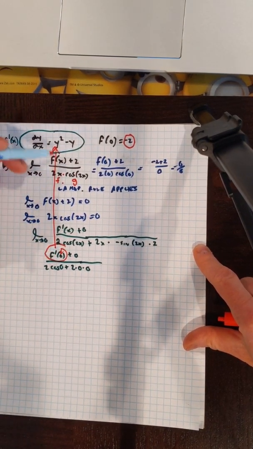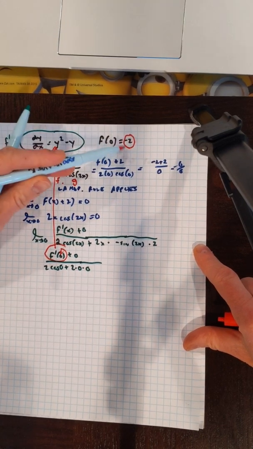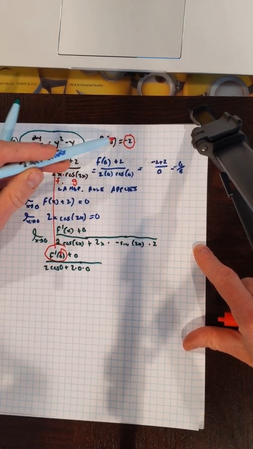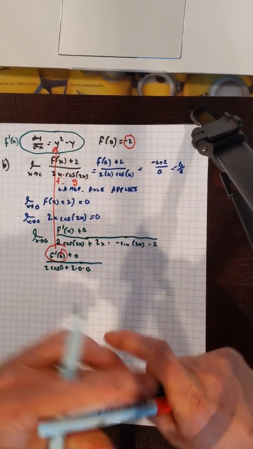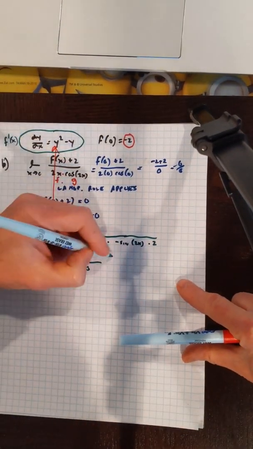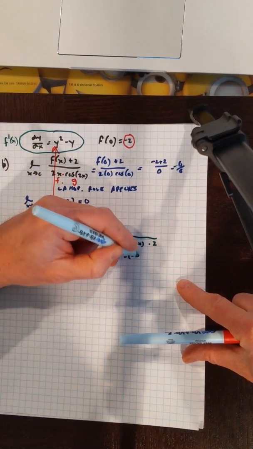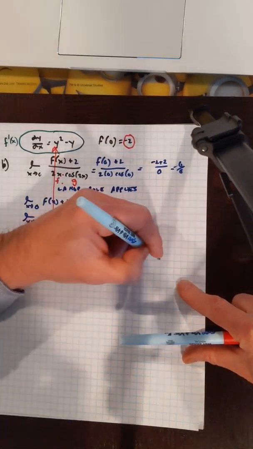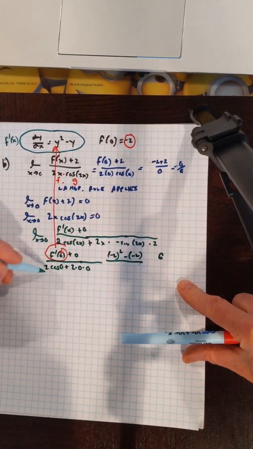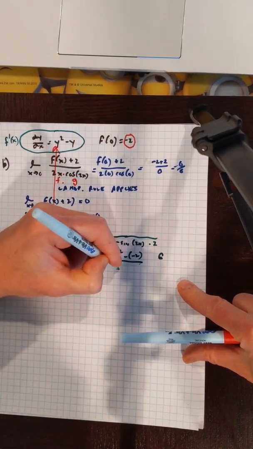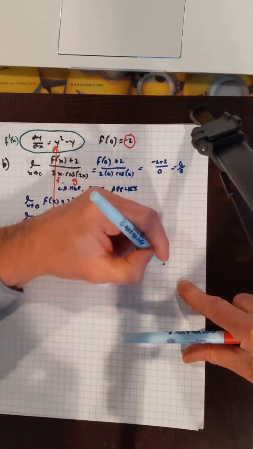Again, a lot of people are plugging in 0 up here, but it's not 0. You can't plug in x. You have to plug in the y. And they give you that when x is 0, y is negative 2. So when I do this one, I'm going to plug in negative 2. I get negative 2 squared minus negative 2, which gives you 6 over 2 cosine of 0. Cosine of 0 is 1.